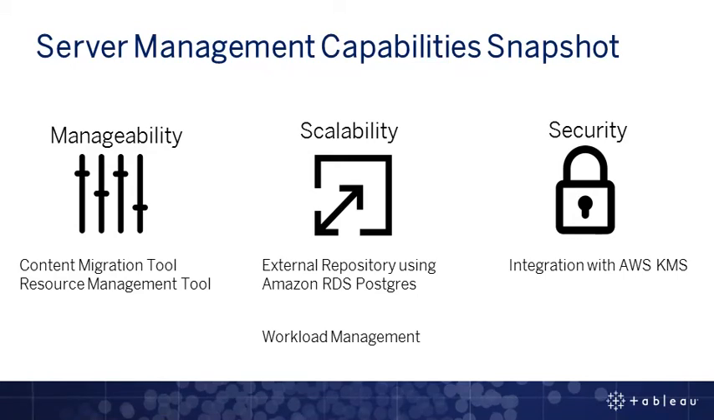So again, here is the snapshot of capabilities at a high level. From the manageability bucket, again, the two new tools, one to migrate content, the other to make sure you understand the performance of what's happening on your server. In the scalability bucket, there's the external Postgres repository and the resource governance or workload management capabilities, and then finally, in the security bucket, the integration with the AWS KMS service. So that's what's available in the 2019.3 timeframe.